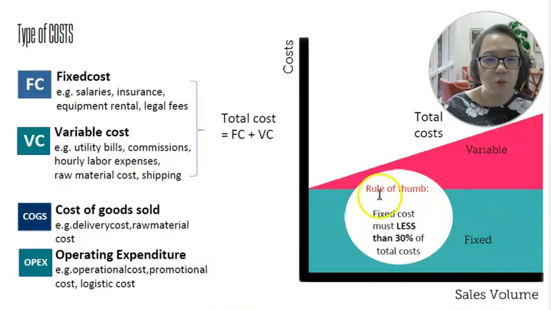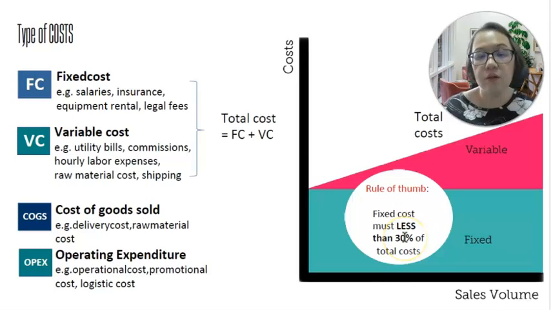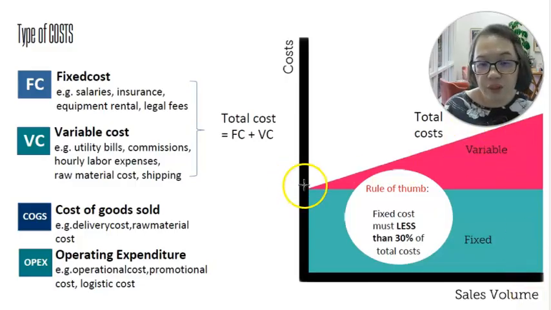So there is one rule of thumb that says the fixed cost should be less than 30% of the total cost. And the fixed cost will always be fixed even though the sales volume increases. However, the variable cost will increase when the sales volume increases.